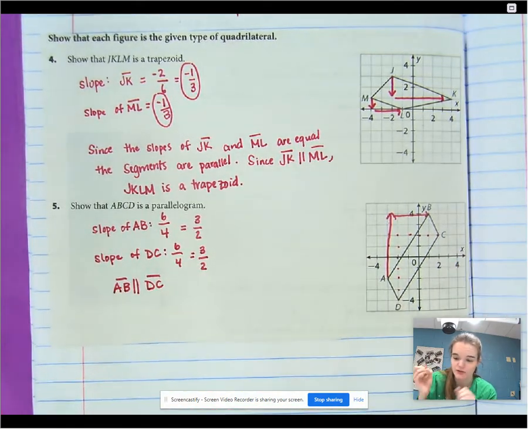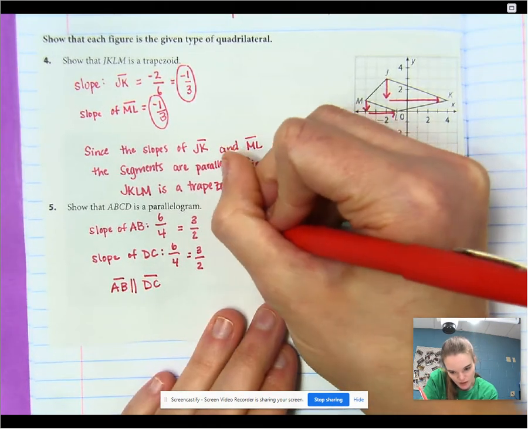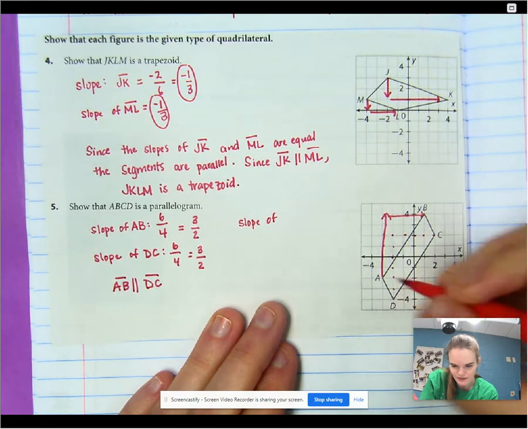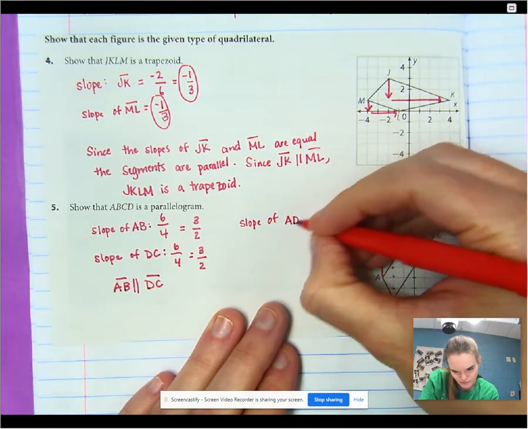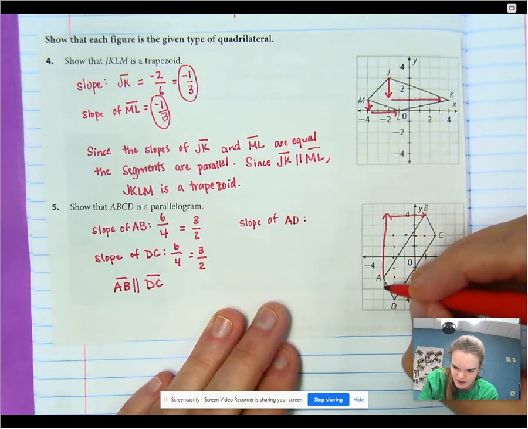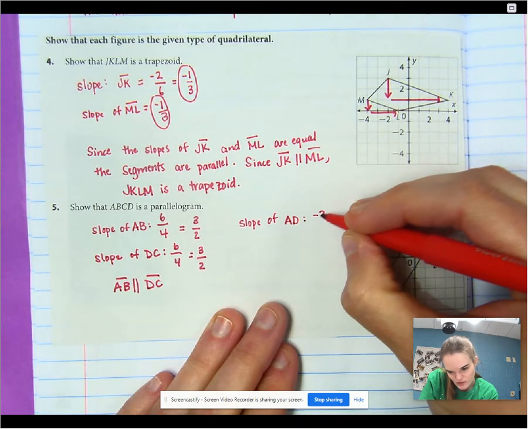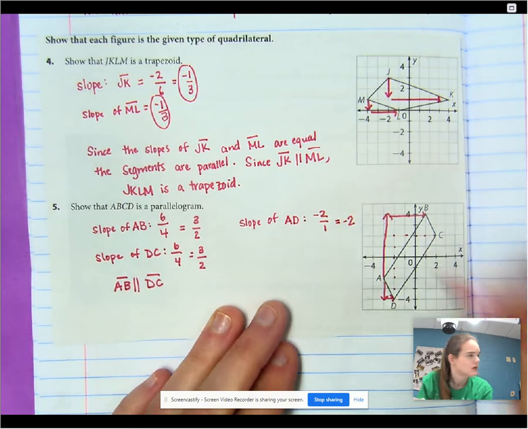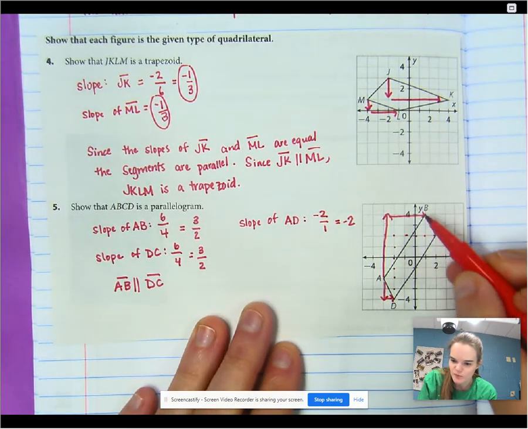Good. Let's find the other set. So let's find the slope of AD. So I had to go down 2 over 1, which is just -2. Okay, and let's find the slope of BC.